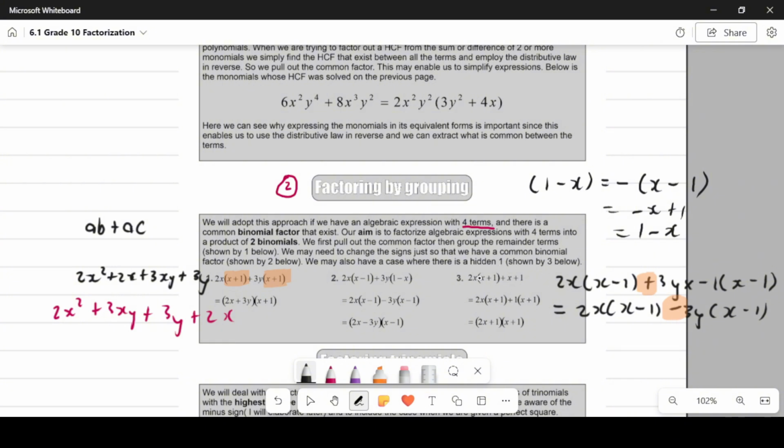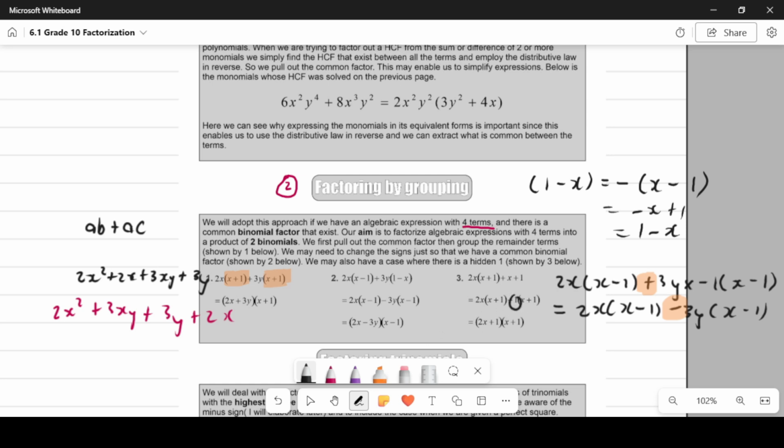Another question that you could be given is where the common binomial factor is there, but you need a seed. Right, so look here. You have 2x into x plus 1 plus x plus 1. So if you group this together, you have an invisible 1 in the front there. So you have 2x into x plus 1 plus 1 into x plus 1. So therefore, it'll be 2x plus 1 in one bracket into x plus 1. Very, very simple. But you just have to see that the 1 is in the front of the bracket.